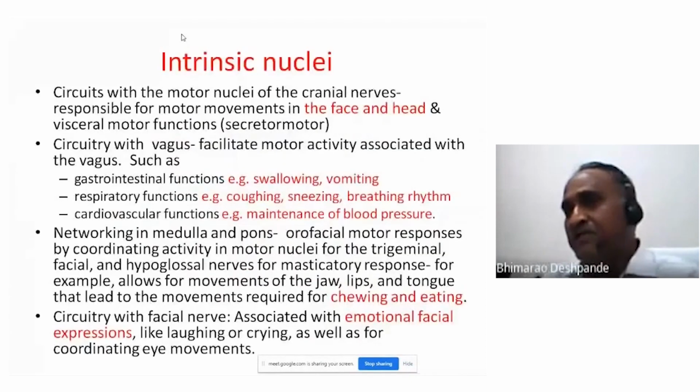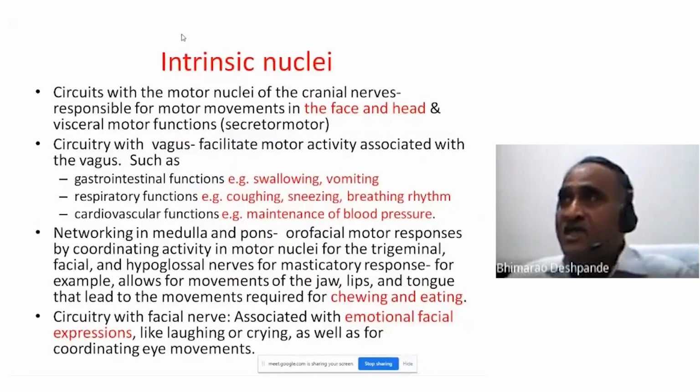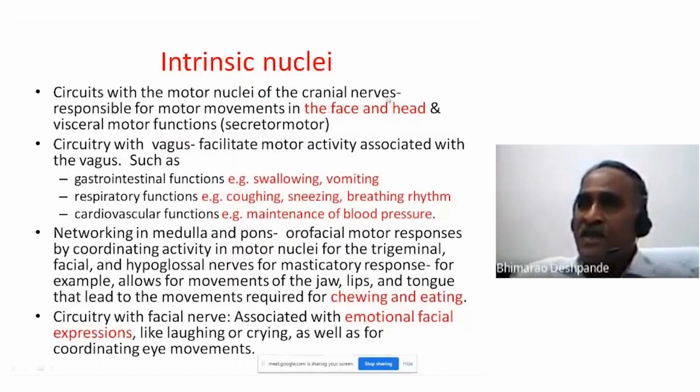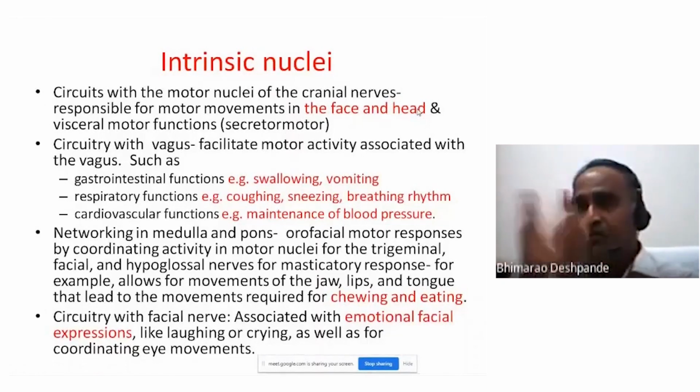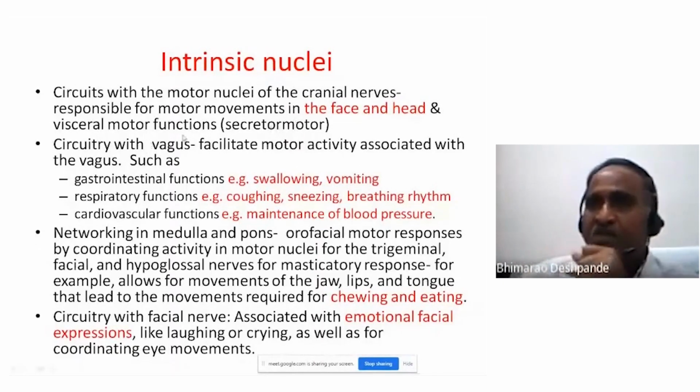Now coming back to the intrinsic nuclei: circuits around the motor nuclei of the cranial nerves, responsible for face, head, and eye movement. That means the eyeballs move so that you have focused vision. Also, they are essential for secretomotor activity of the visceral functions. That means tears and the pharyngeal secretions.